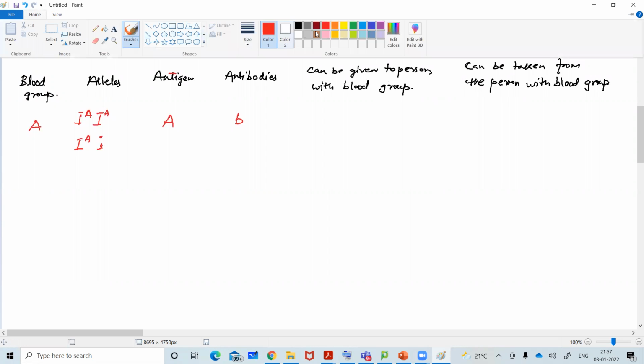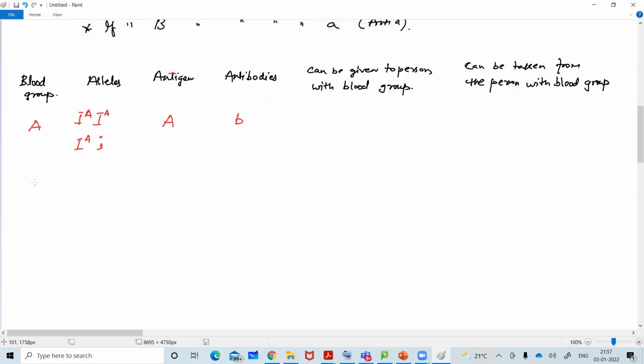If we will talk about B blood group, so if a person have IB and IB, when both the genes are dominant, then person have B blood group, or capital IB and small i. Means father is giving capital IB, mother is giving small i, or anyway, you will get B blood group in the generation. Antibodies will be A.